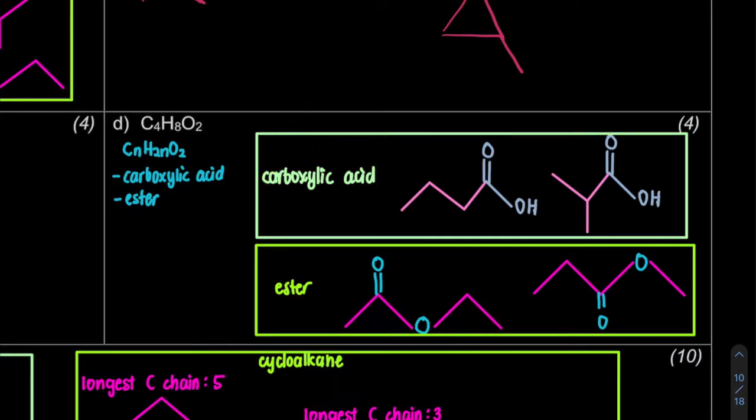Okay, but then why are there 2 possible isomers here? Because this one is when the longest carbon chain is equal to 4. And this one is when the longest carbon chain is equal to 3.